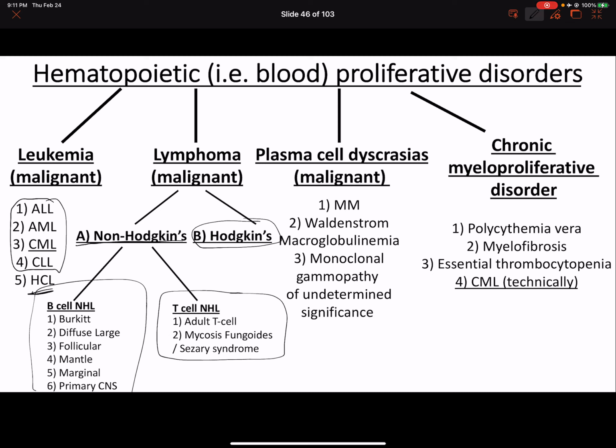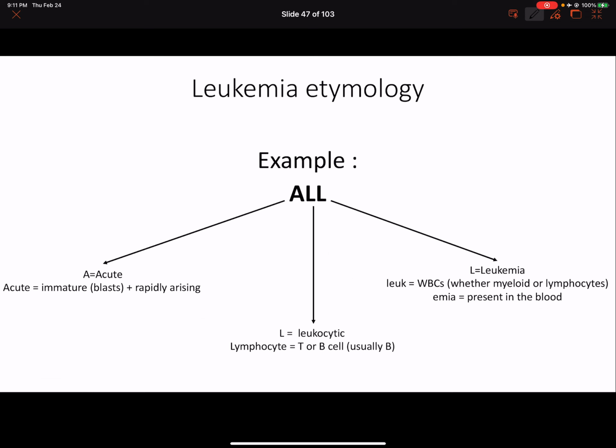Plasma cell dyscrasias, there are three: multiple myeloma, MM, Waldenström macroglobulinemia, and monoclonal gammopathy of undetermined significance. The chronic myeloproliferative disorders, we have polycythemia vera, myelofibrosis, essential thrombocythemia, and CML. The reason CML is underlined is because it technically can be categorized as leukemia and also as a chronic myeloproliferative disorder. This is probably the categorization that you would be more familiar with.